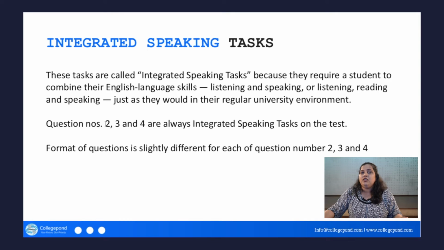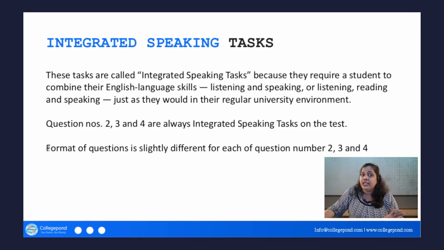Please remember that you will have 3 questions in the integrated category. They are question number 2, 3 and 4. And this will always appear in the same order, the question types. So question number 2 is a separate type, question number 3 is a separate type, and question number 4 is a separate type. The order will never change, right?